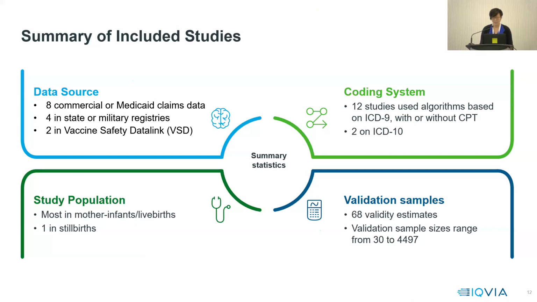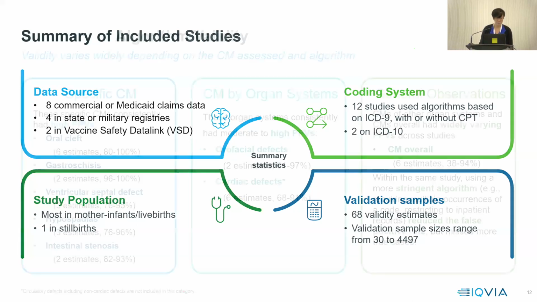12 of the studies are based on ICD-9, whereas only 2 are on ICD-10. So there is a lag in the literature where you don't see so many validated algorithms in ICD-10. Most of the studies are in mother-infant pairs or in live births, and that wouldn't be surprising when you heard the first presentation, whereas only 1 is in stillbirth because it's difficult to capture, and it doesn't have implications for the PASS study. We have 68 validation estimates, and the sample size varies between 30 and 4,000. It's a wide range and from very different data sources.